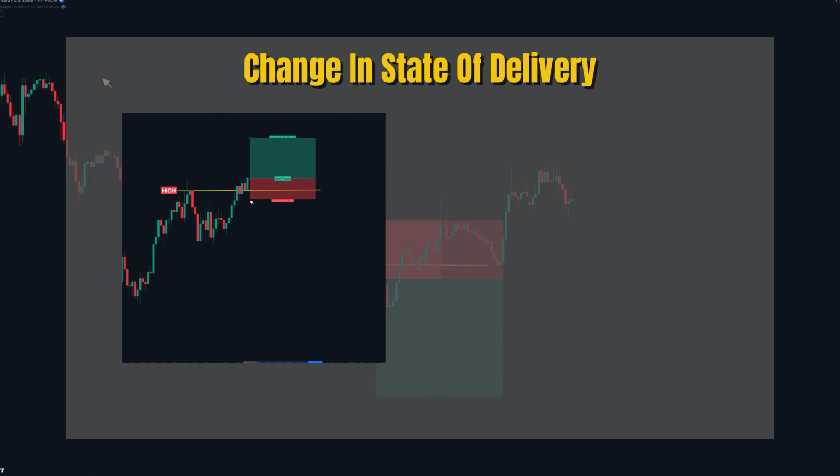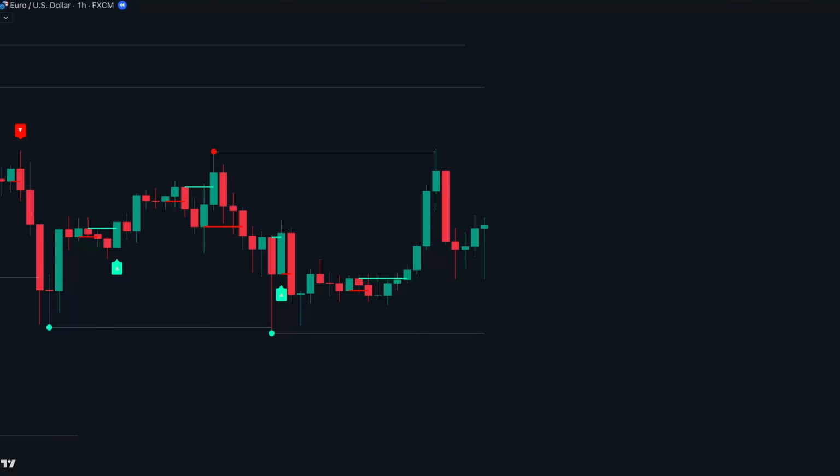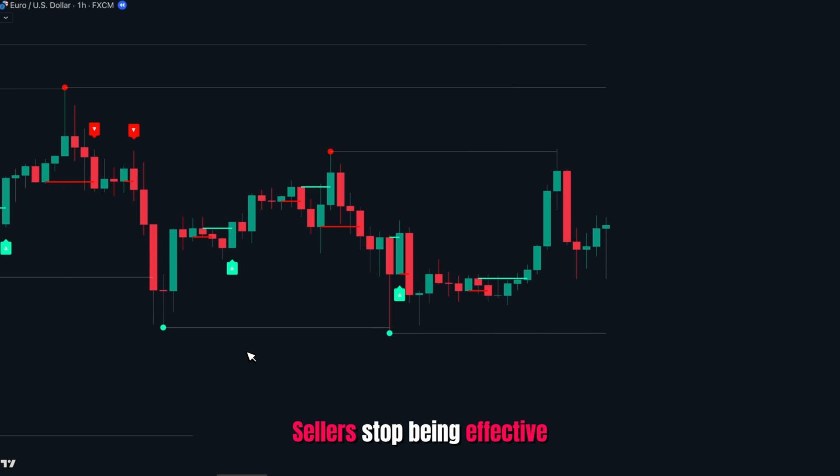Price tries to move up but fails. Price tries to move down but fails. That failure tells us the side that was in control is no longer delivering results. So CISD highlights moments where buyers stop being effective or sellers stop being effective.